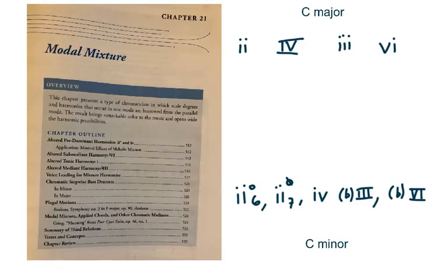Chapter 21, Modal Mixture. This is the first installment. This chapter presents a type of chromaticism in which scale degrees and harmonies that occur in one mode are borrowed from the parallel mode. The result brings remarkable color to the music and opens wide the harmonic possibilities.